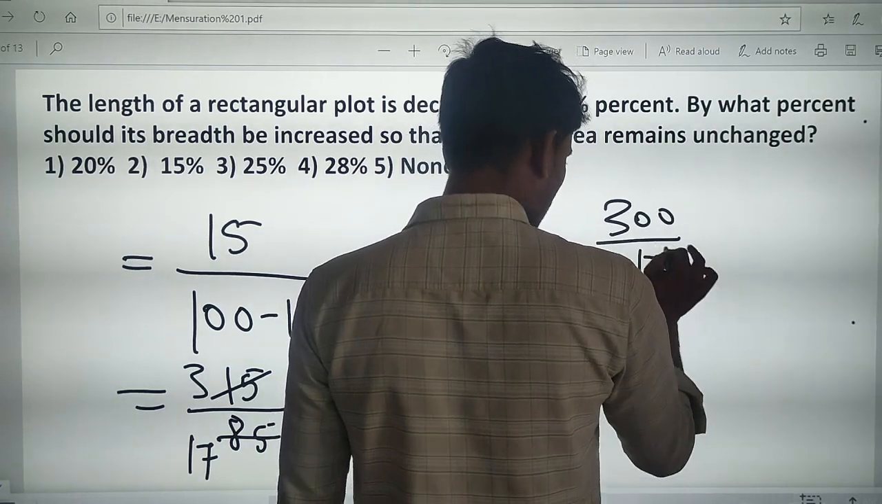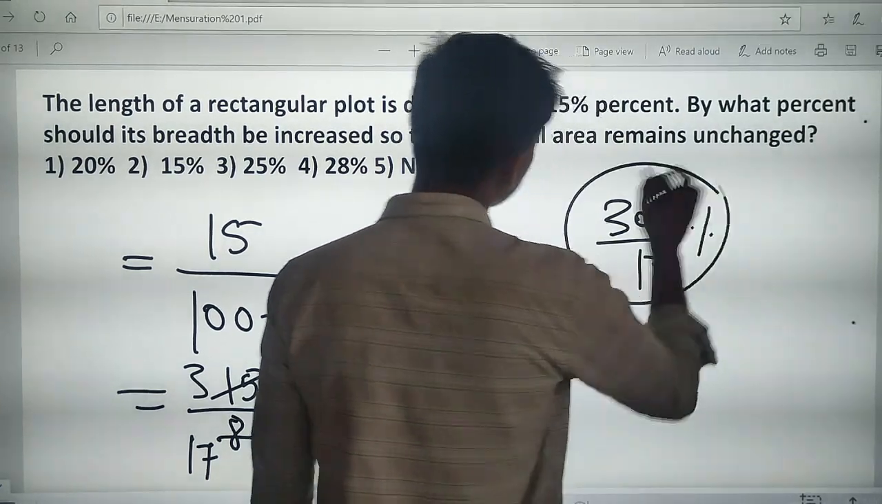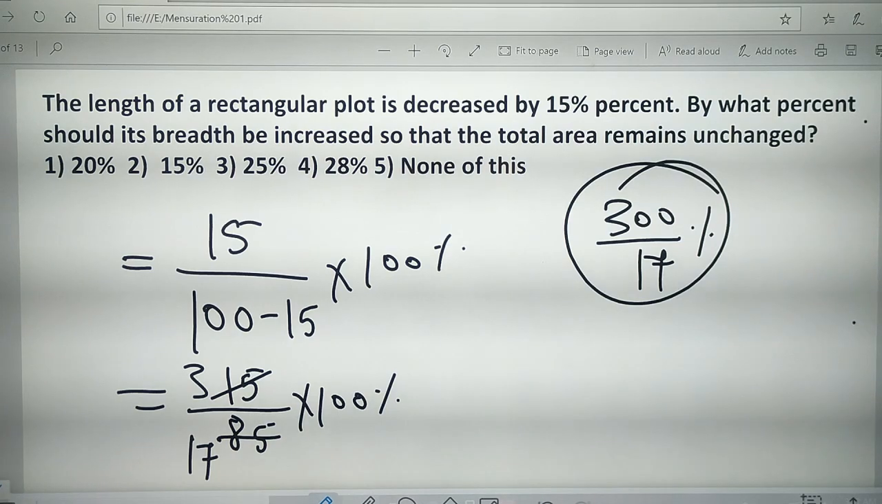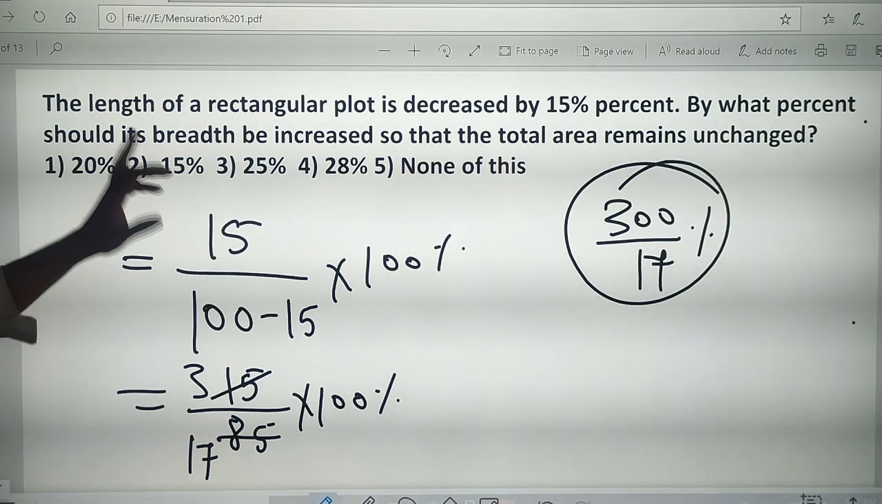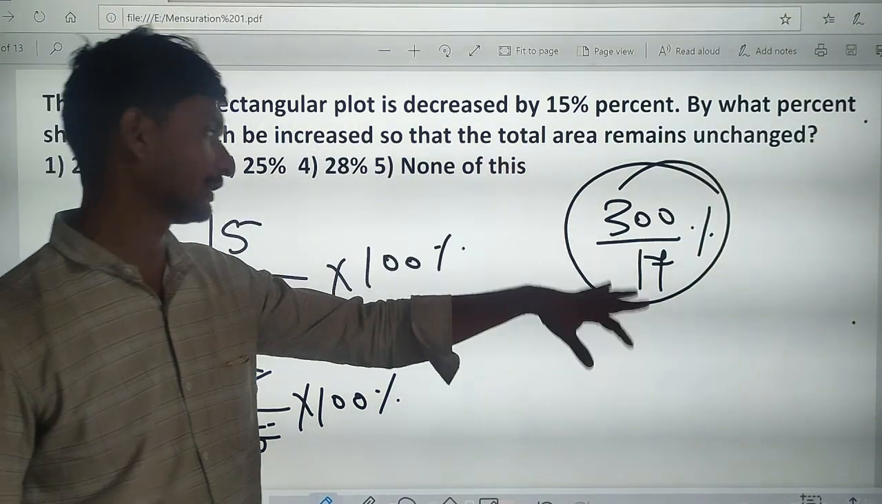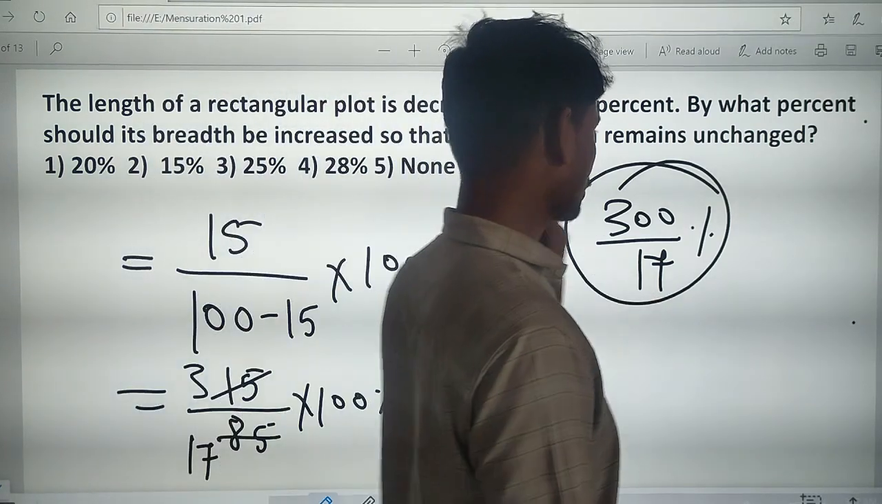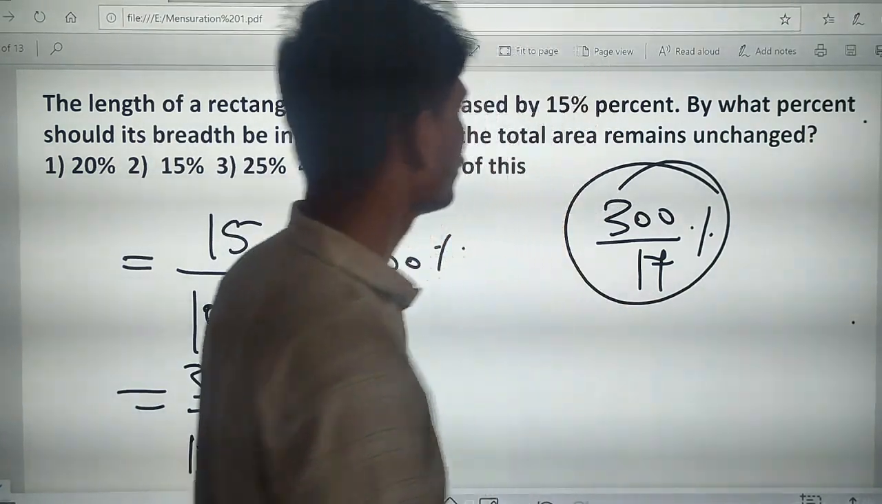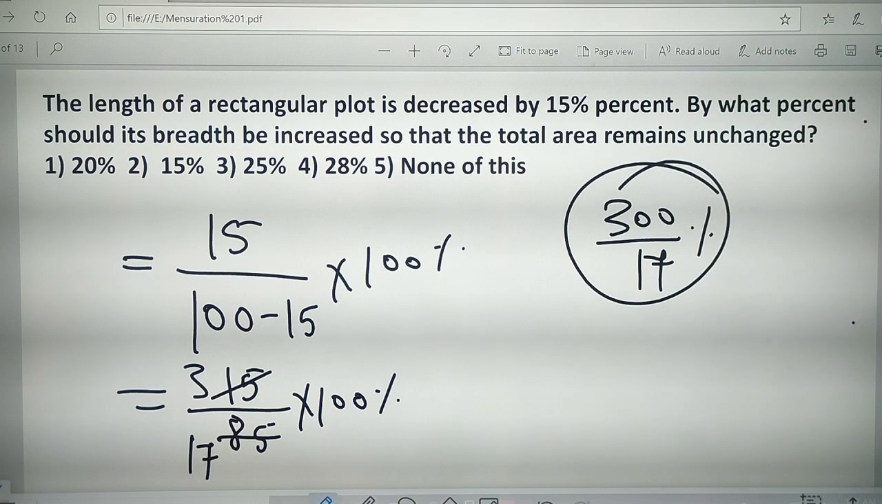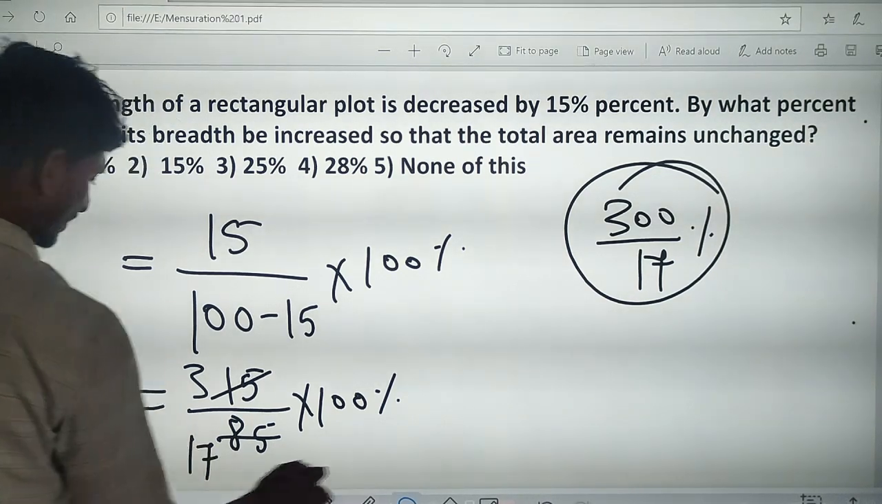Then your breadth is increased by 300 divided by 17% so that your area remains unchanged. Now next.